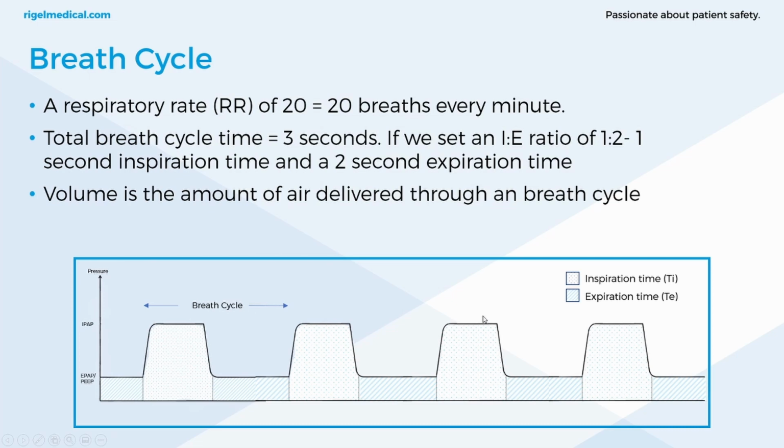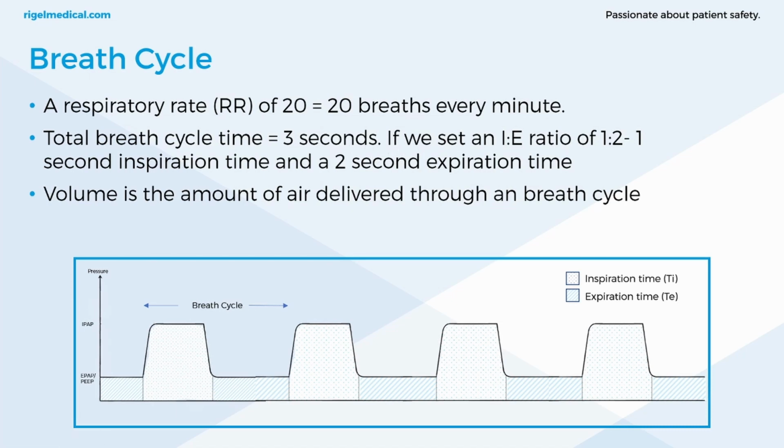Okay, so a bit more about the breath cycle. Let's say a respiratory rate of 20. That means 20 breaths every minute. The total breath cycle time equals 3 seconds for this particular breath setting. So 60 divided by 3, you're going to get 20 breaths.